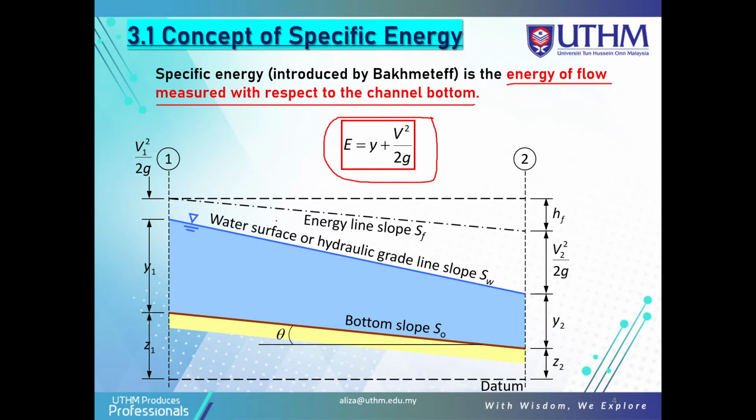This is the energy grade line, with energy line slope Sf. This is the water surface or hydraulic grade line, Sw, and the bottom slope S0. So we have three parts: energy line, hydraulic grade line, and bottom slope, with Z1, Z2, Y1 and Y2, the heights and distances, and also the specific head, the specific energy, with velocity 1 and velocity 2.